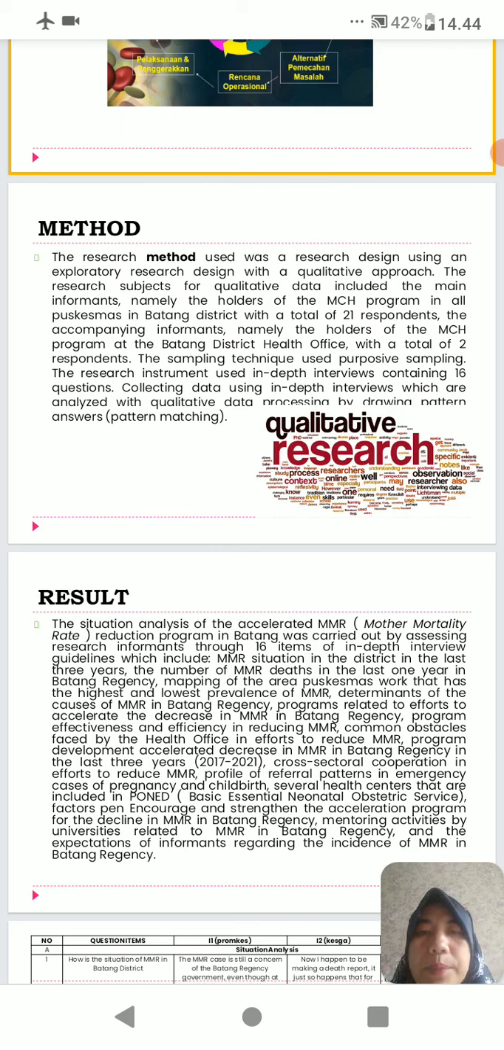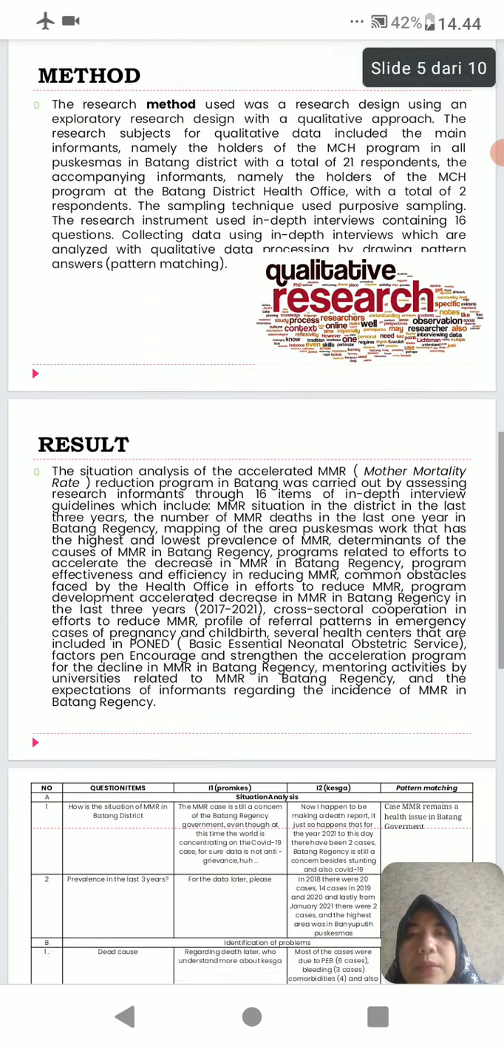The research instrument used was an in-depth interview containing 16 questions. Data collected using in-depth interviews were analyzed with qualitative data processing by drawing answer patterns, called pattern matching.